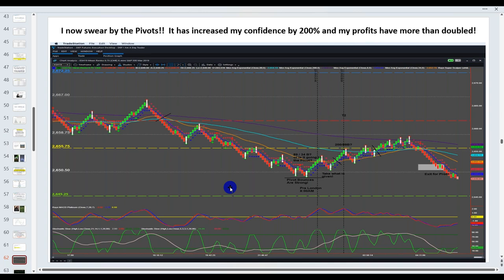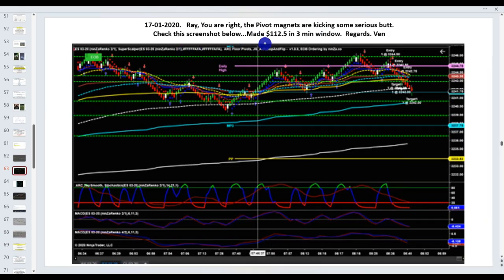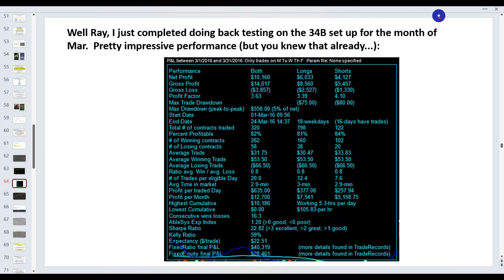But pivots, open, high, low, and close, and major EMAs, which I want to show you soon, all kick butt because so many traders use them. All right, just once again, pivot magnet trades are just kicking butt. This is the 34B. Now, this is Ricardo. You know, this is an 80% plus winning strategy.